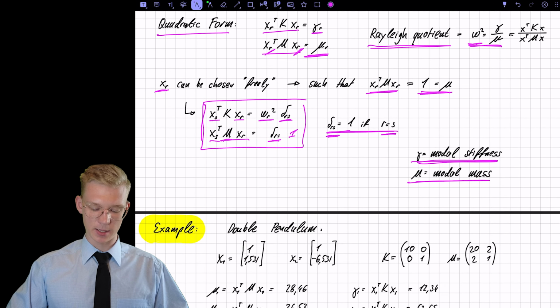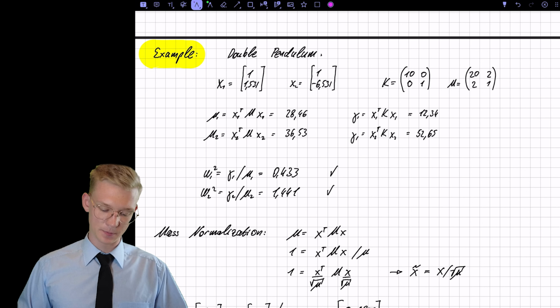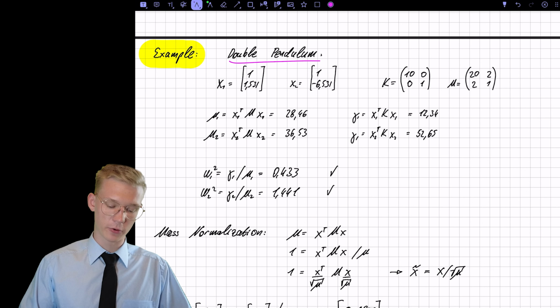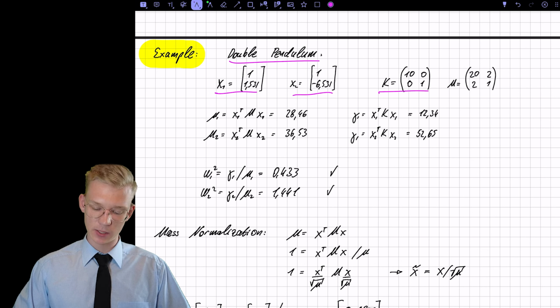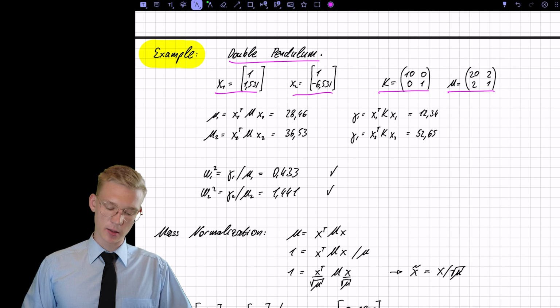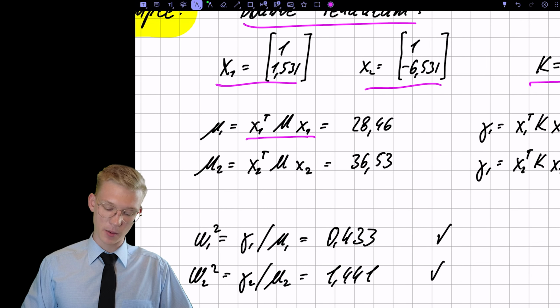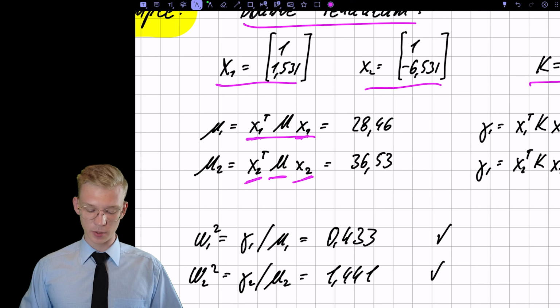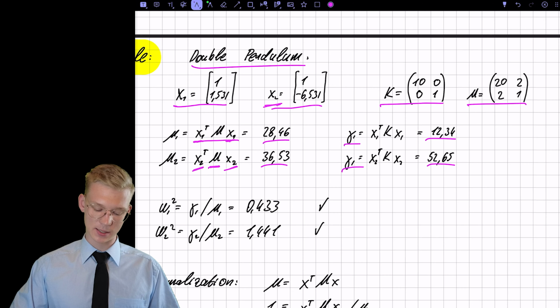So let's look at an example. This might be very difficult to understand, but I'll do my best to show it with an example. We had the double pendulum from the last video. Now we had one eigenshape and the other eigenshape. We had the stiffness matrix and the mass matrix. Now we get the modal mass by pre- and post-multiplying the first eigenshape, and for the second modal mass, the pre- and post-multiplication of the mass matrix with the second eigenshape. So we get two modal masses, and we do the same for the stiffness, and we get two modal stiffnesses.